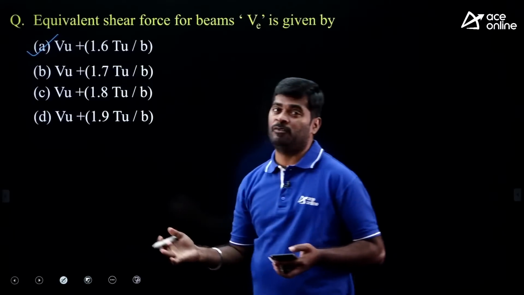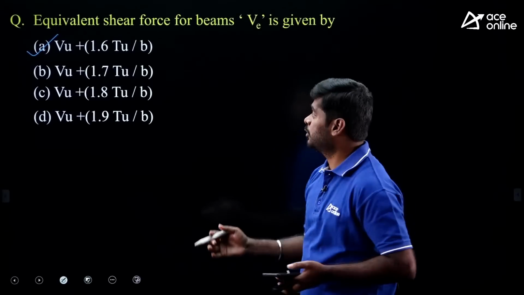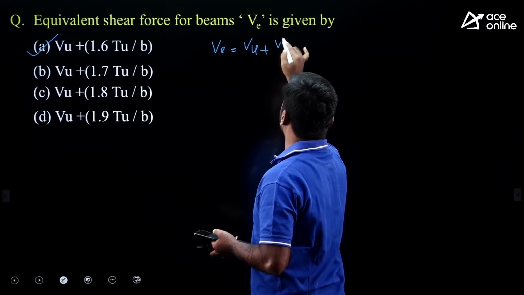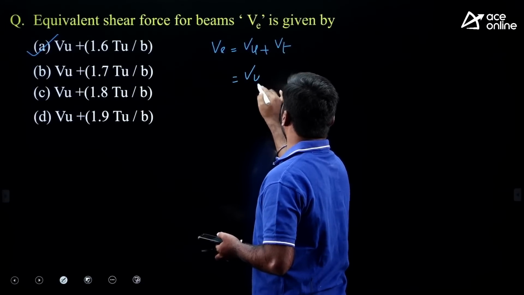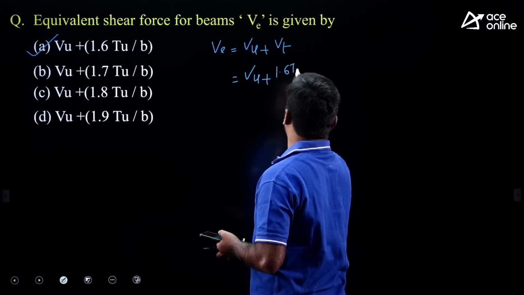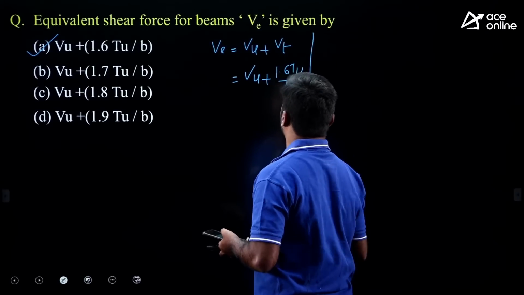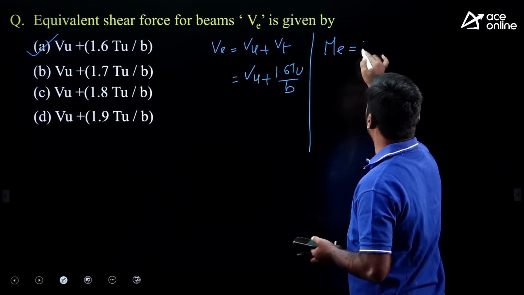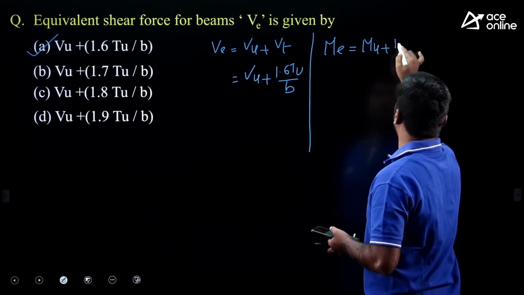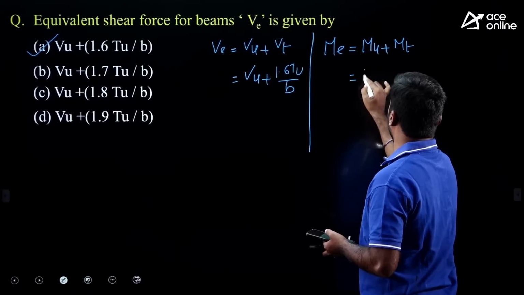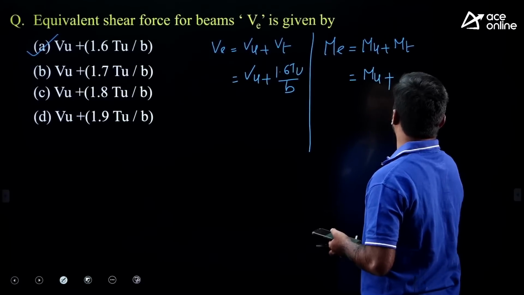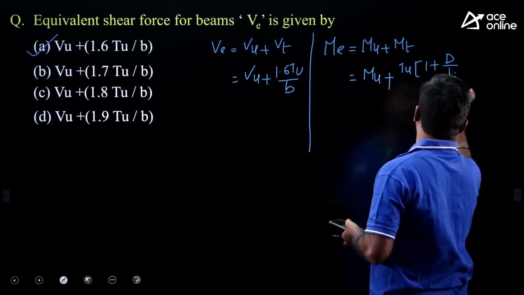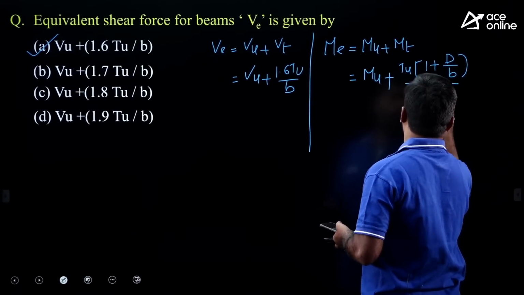The correct answer is option A. It is an empirical formula. For equivalent shear force, VE equals VU plus VT. That can be written as VU plus 1.6 TU upon B. Maybe they will ask this formula, or they may ask equivalent bending moment, ME equals MU plus MT, where MU is the factored bending moment, MT is the moment due to torsion, that is TU into 1 plus D by B upon 1.7.